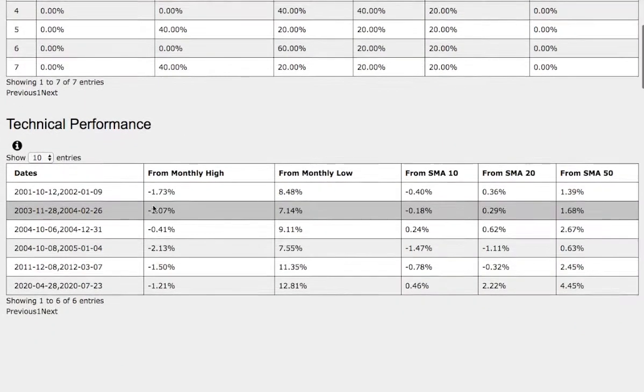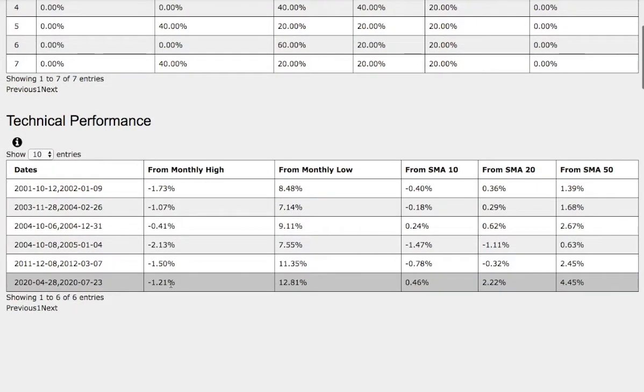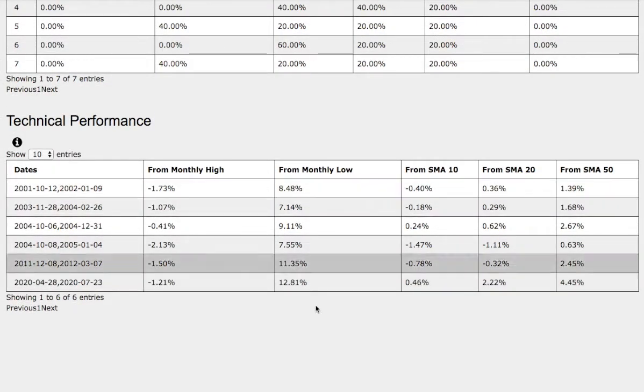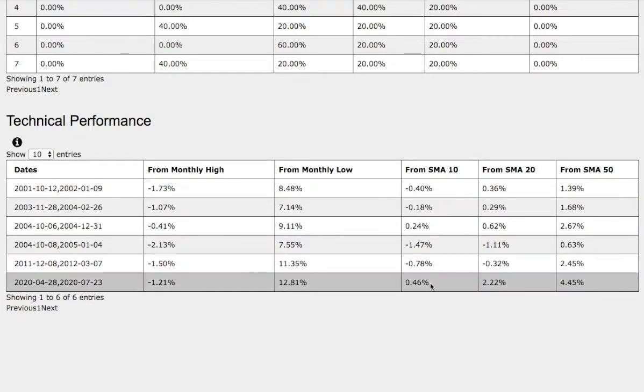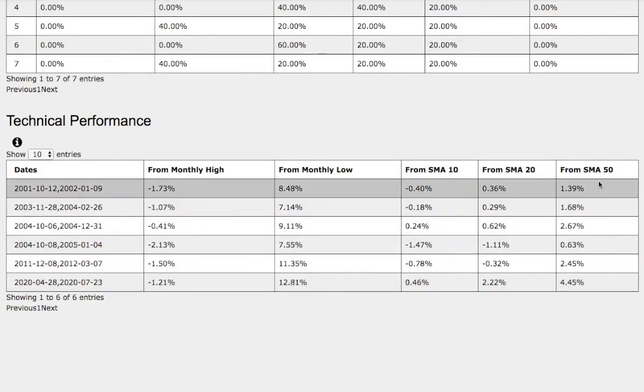If we examine closer on the technical performance, on the current trend that we're in, we're down 1% from monthly high, up 13% from monthly low, up 46 basis points from 10 simple moving average, up 2% from 20-day simple moving average, and up 4.5% from 50-day simple moving average. Compare that to the trend that we just found. Back then it was down 2% from monthly high, up 8% from monthly low, down 40 basis points from 10 simple moving average, up 36 basis points from 20-day simple moving average, and up 1.4% from 50-day simple moving average.